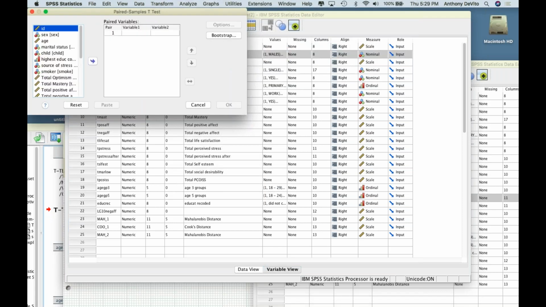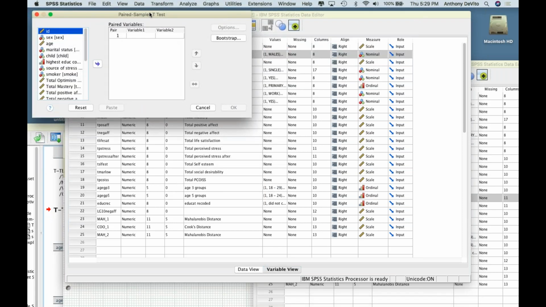And it's going to ask me to put in two numerical variables, because for each person it needs to know the score before and the score after. So I'm going to move them in. If you can't see the whole variable label, you can hover over it and it'll pop up. This is perceived stress, and this is perceived stress after. I'm going to move in perceived stress and then perceived stress after.